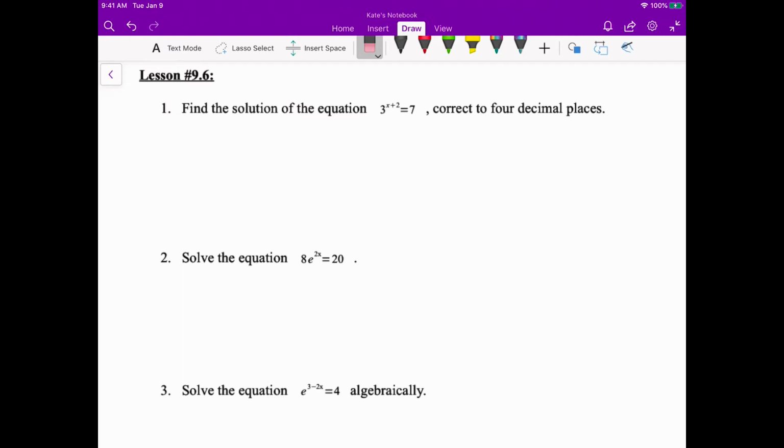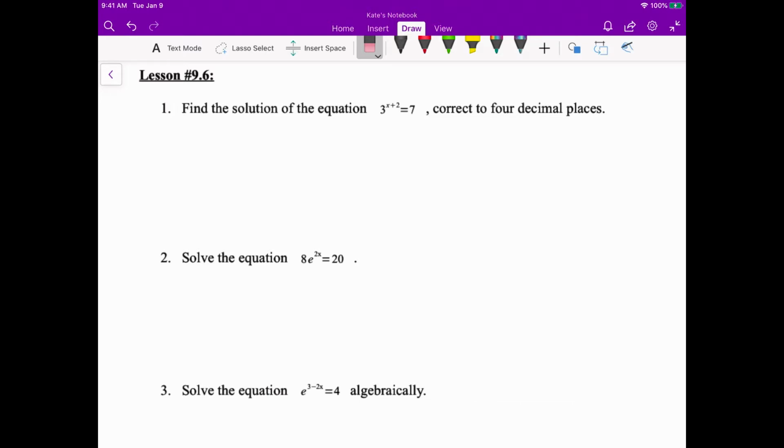Okay, we're looking at the last lesson of 9.6, which is just solving exponential and logarithmic equations. Jumping right into the examples with number 1, we have 3 to the x plus 2 equals 7. This is an exponential equation, so in order to solve an exponential equation, we have to use a logarithm. And I can tell that this is exponential because my variable is an exponent.